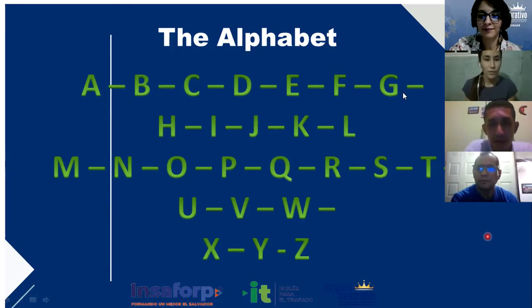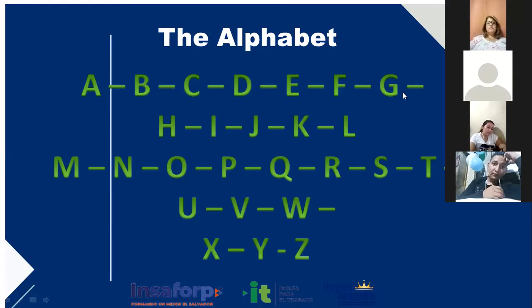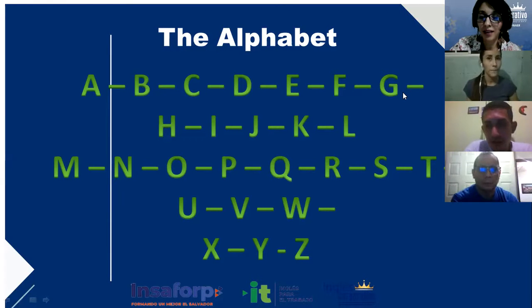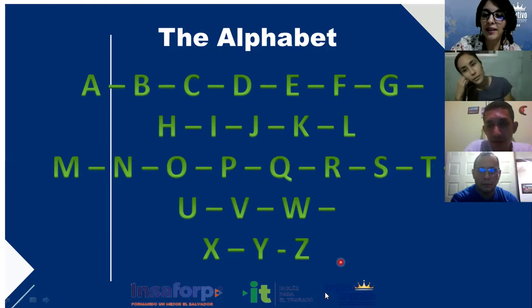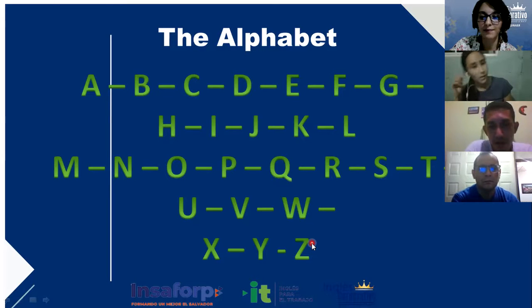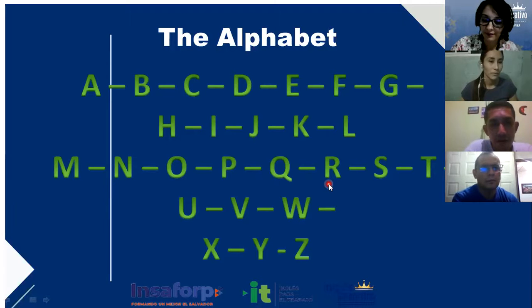A, B, C. De la Z para adelante, para atrás. Can you try like that? Puede tratar así. Sí, okay. Z, Y, X, W, V, U, T, S, R, Q, P, O, N, M, L, K, J, I, H, G, F, E, D, C, B, A.